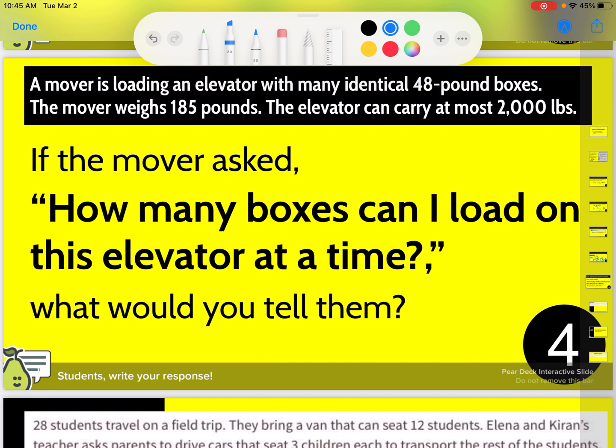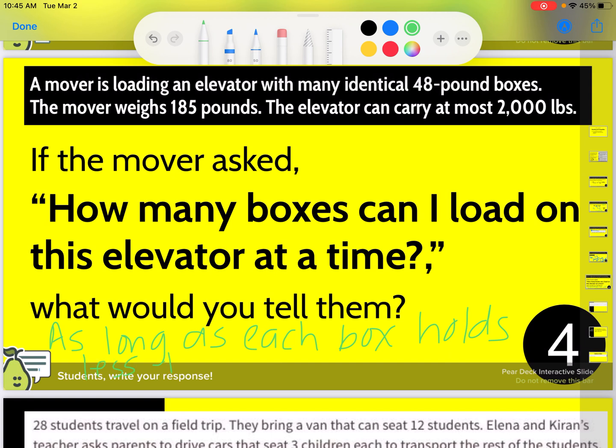You could tell him that as long as each box holds less than 37.8125 pounds, 48 boxes.